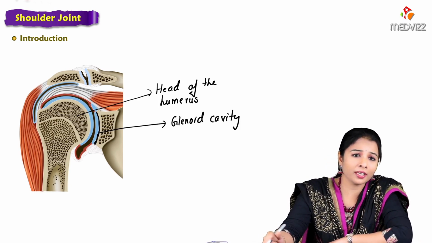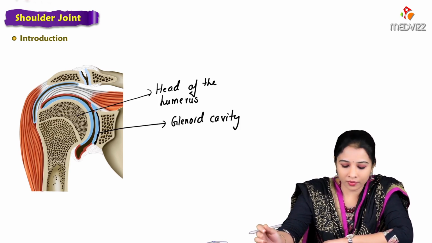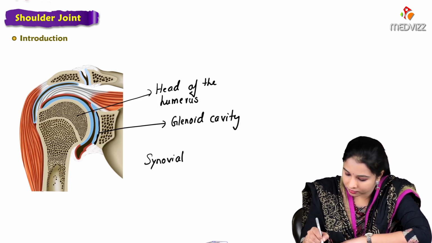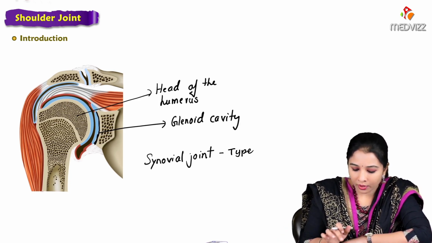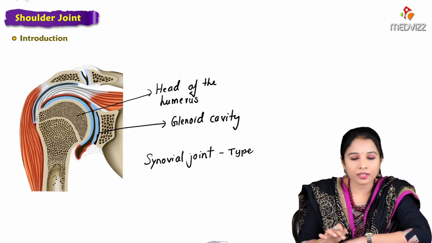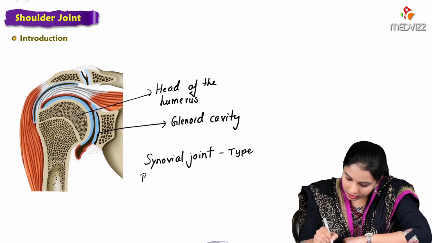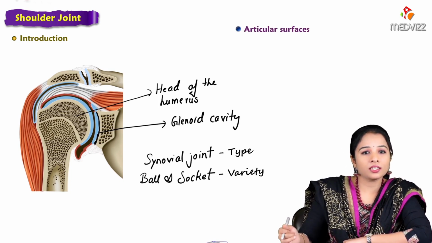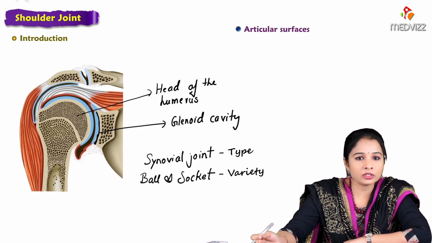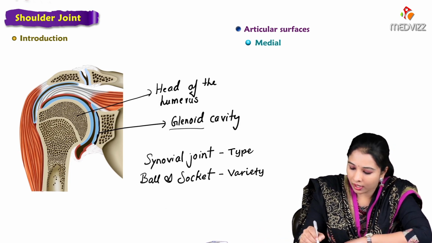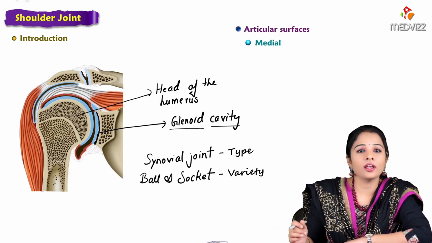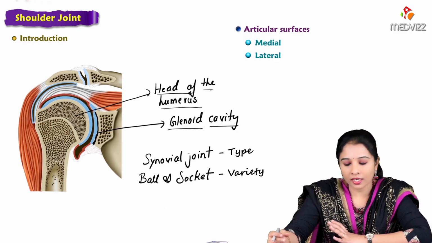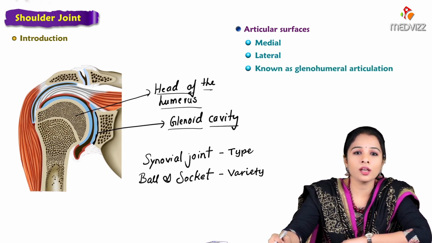Starting with the type of the joint, it is a synovial variety because it is movable. Under synovial, you can see the head of the humerus forming the ball and the glenoid cavity forming the socket, so it is a ball and socket joint. If you see the articular surfaces, the medial articular surface is formed by the glenoid cavity, and the lateral articular surface is formed by the head of the humerus. This articulation is known as the glenohumeral articulation.